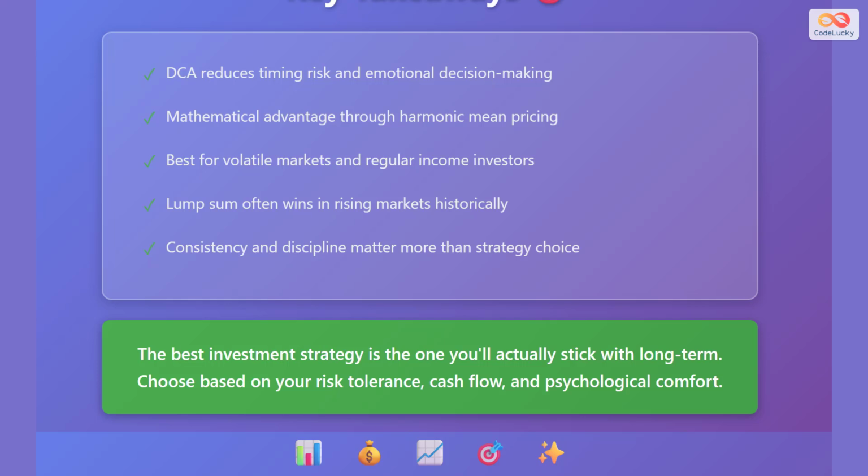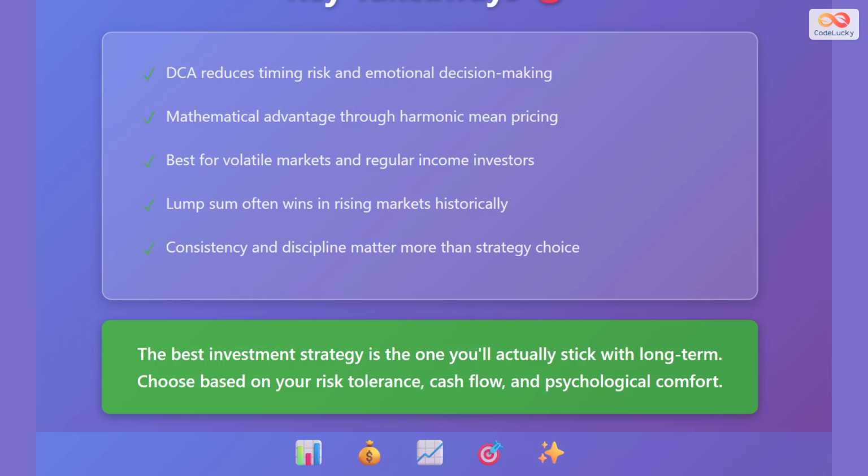Let's recap the essential insights about dollar cost averaging. DCA reduces timing risk and emotional decision-making, making investing more systematic and less stressful. It provides a mathematical advantage through harmonic mean pricing, giving you more shares in volatile markets. It works best for volatile markets and regular income investors who can commit to consistent contributions. However, remember that lump sum often wins in rising markets historically, so context matters.